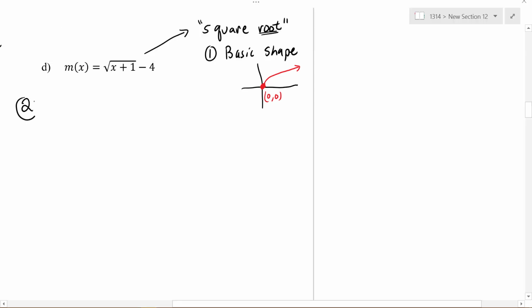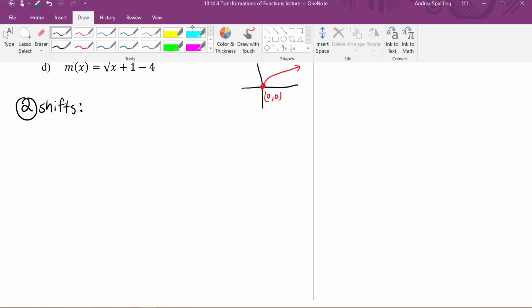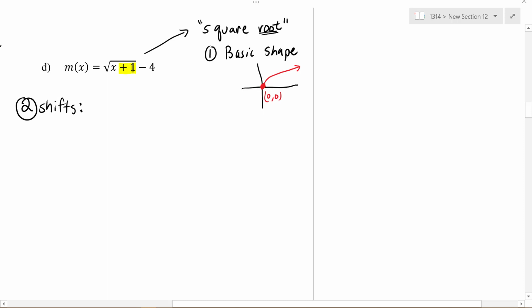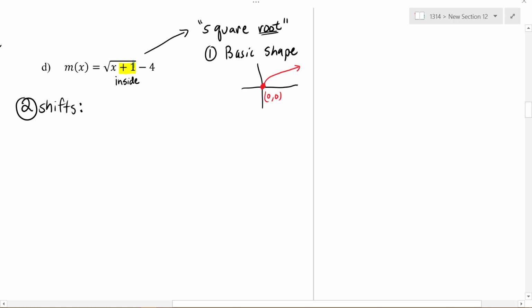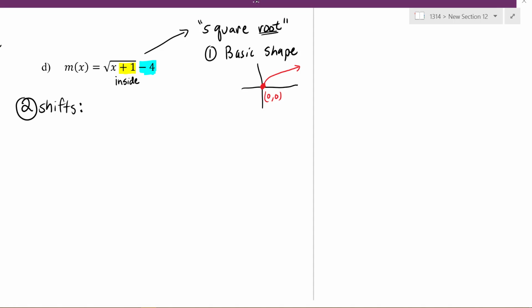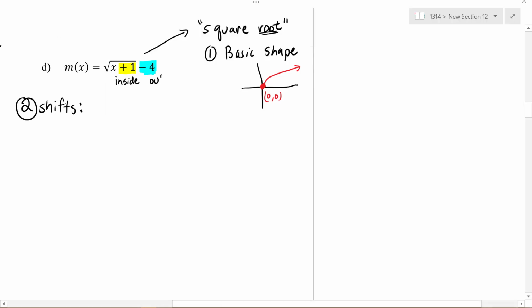The second thing we want to do is identify if there's any shifts. Okay, so I see a +1, and that +1 is underneath that square root shape, that radical symbol. So that bar goes completely above the +1. So for square root, that's what we call an inside change. We see that the -4 is not underneath that bar, is not underneath that radical. So the -4 is what we would call an outside change.